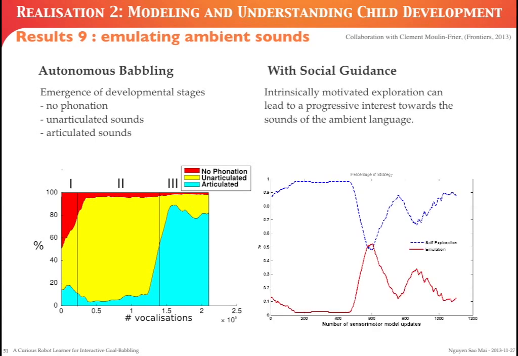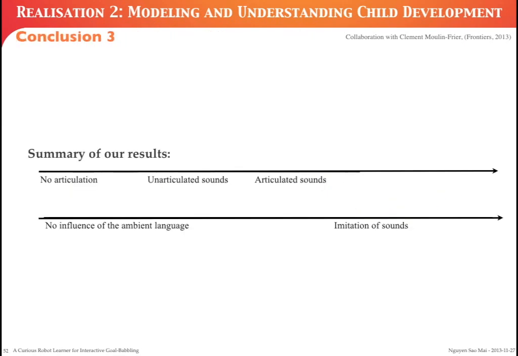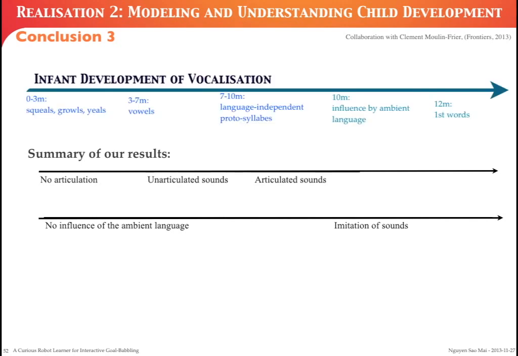And if we put the same learner in a social environment with sounds that it can try to emulate, then we show that it shifted from the beginning phases where it only explores by itself to phases where it tries to emulate the ambient sounds. So we show that there's a double evolution from no articulation to articulated sounds, but also from autonomous exploration to imitation. And these correspond to descriptions that have been made in infant development of vocalization.